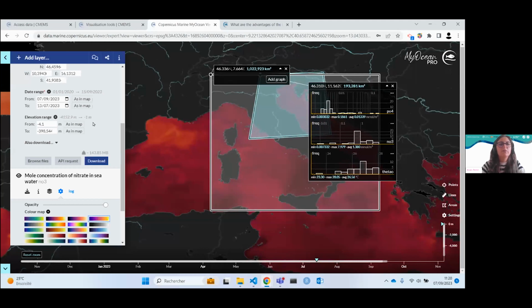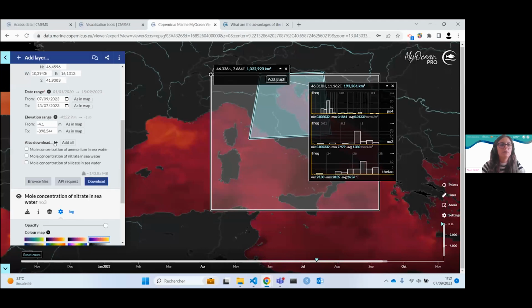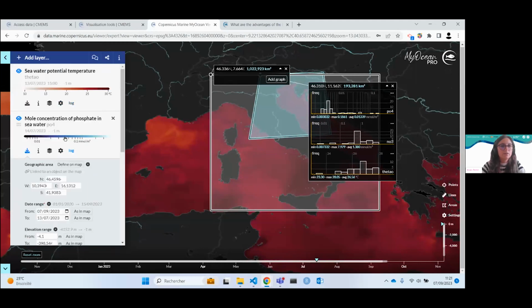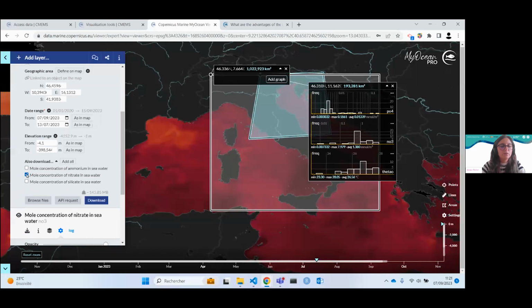If the dataset contains several variables, you have an additional option called also download, which allows you to download several variables contained in the dataset at the same time. Here it's the phosphate, and I will also choose to download the nitrate. And the final step is to upload your parameterized data here.